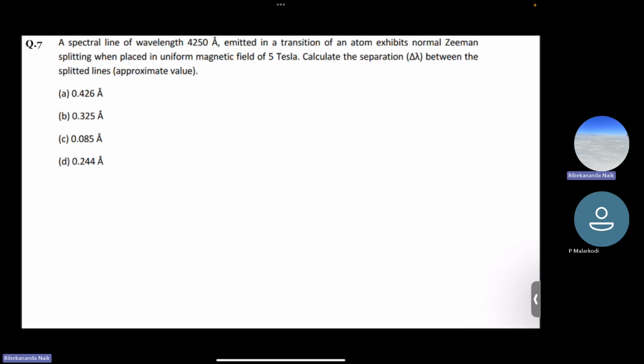Question number 7 says, a spectral line of wavelength 4250 angstrom is emitted in a transition of an atom which exhibits normal Zeeman splitting when placed in a uniform magnetic field of 5 Tesla. Calculate the separation delta lambda between the split lines, where we need to calculate only approximate values. The options are option A 0.426 angstrom, option B 0.325 angstrom, option C 0.085 angstrom, and option D 0.244 angstrom. So can you tell me how we will solve it?